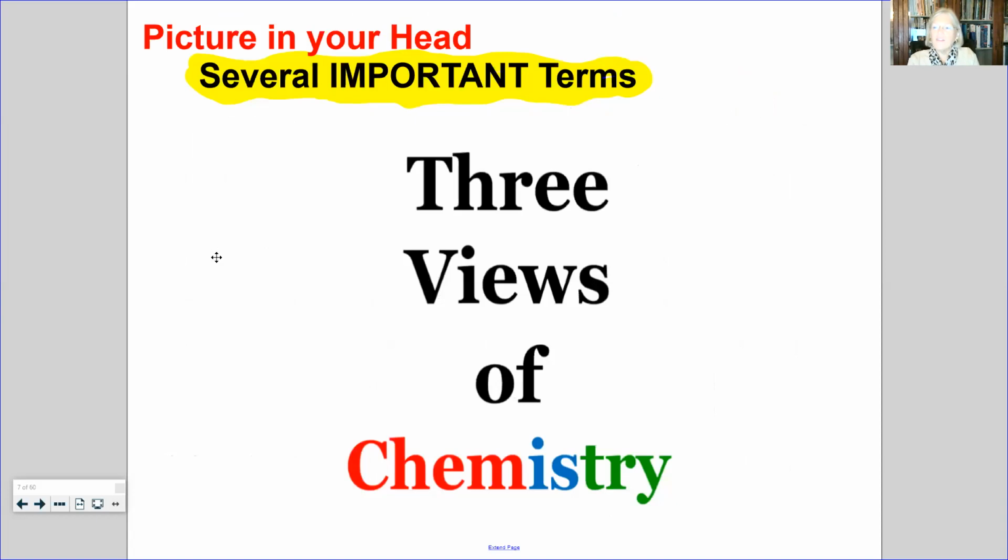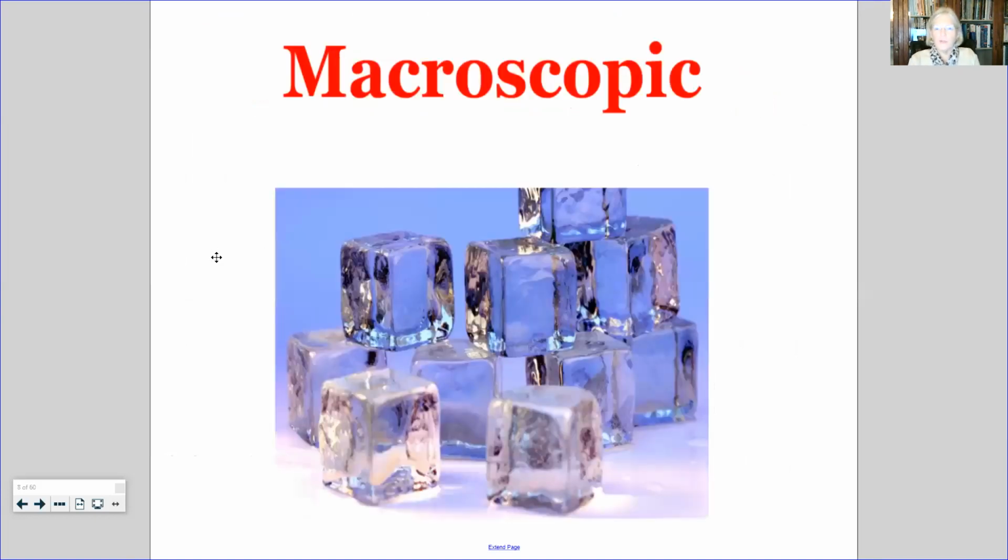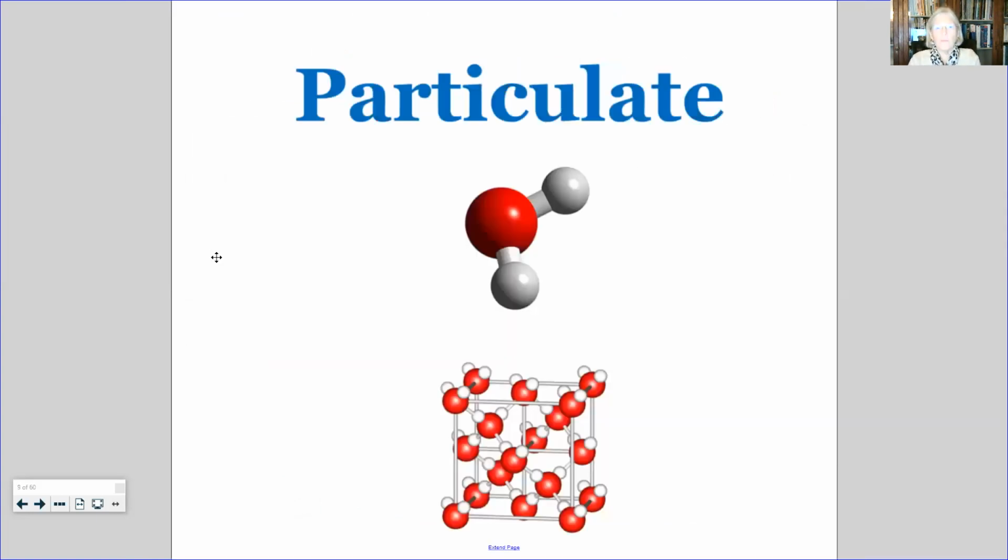A sign I have on the side of the room that I need to point out to you is this 3 views of chemistry. When you're doing chemistry, one way you can think about and see chemistry is on the macroscopic scale. That means you're looking at eyeball chemistry. When you think of water, you're looking at an ice cube or a glass of water, a beaker of water. What your eyeballs see is one view called the macroscopic view.